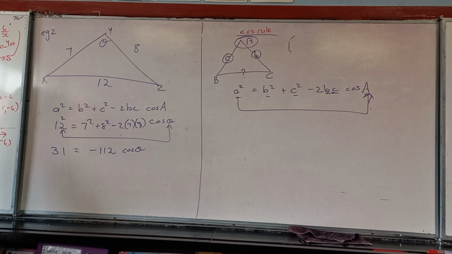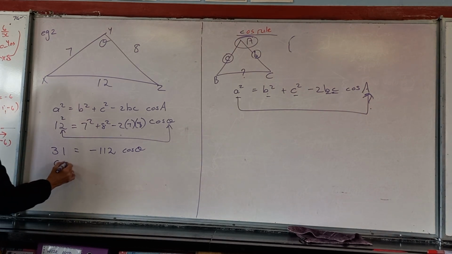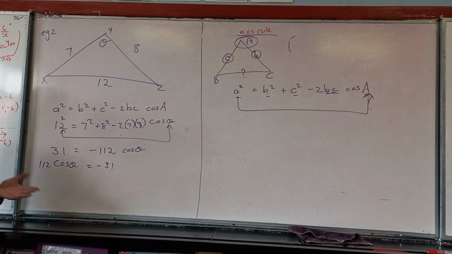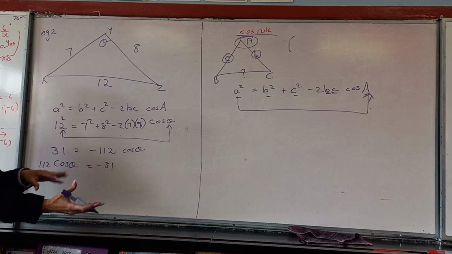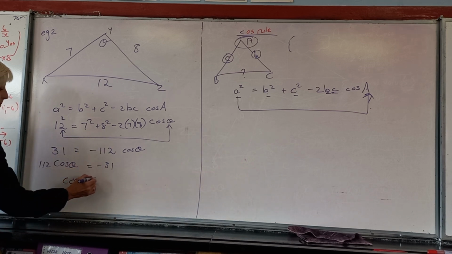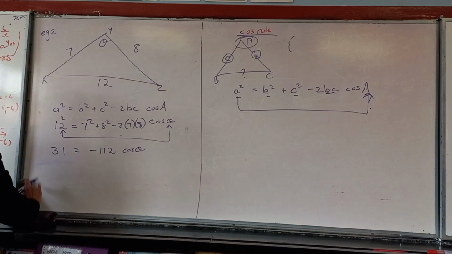What would be the next step? Divide by negative 112. Can I not say cos theta and make it positive? Oh, you can do lots of stuff. Really? I'm not giving you marks for this. I want cos theta. You can get it on the right hand, get it on the left hand, divide the whole thing. You're going to get cos theta is negative 0.276.